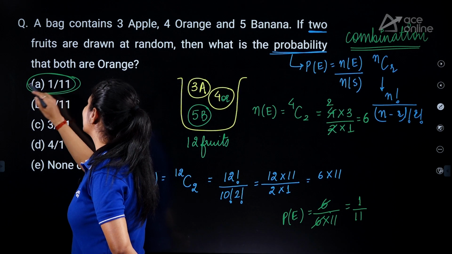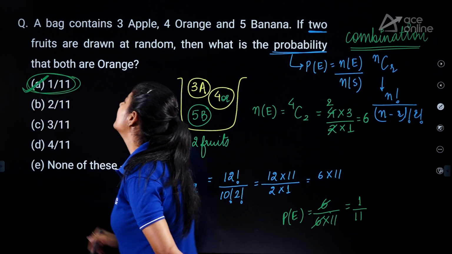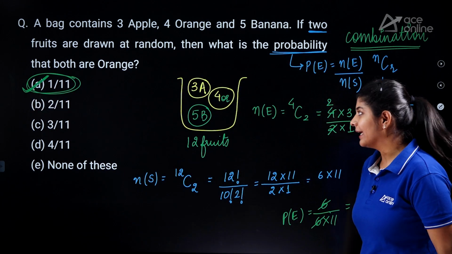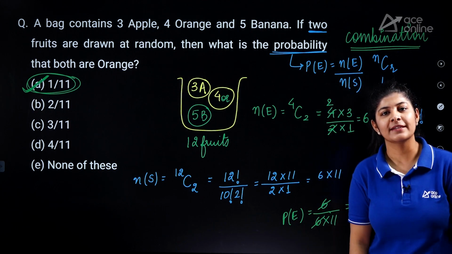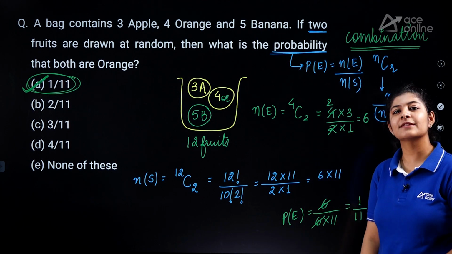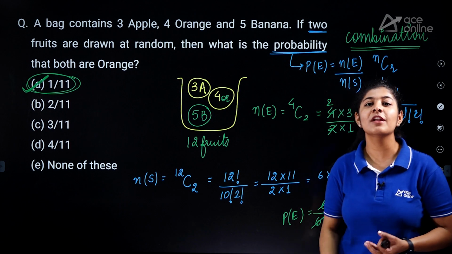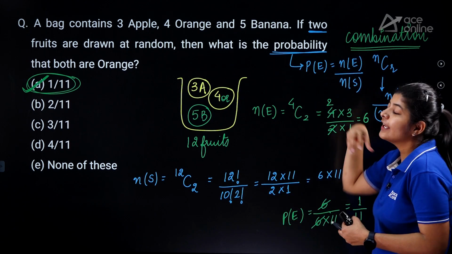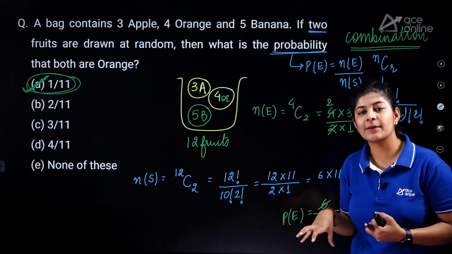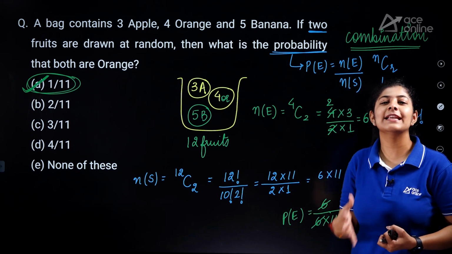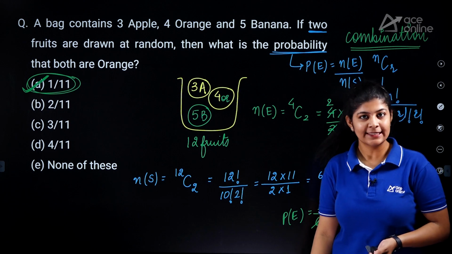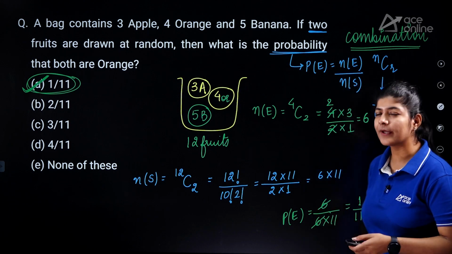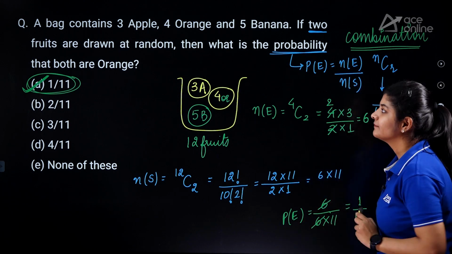That means option number A is the correct one. Is it clear? Again, this is a very simple question. All we have to do is put the concept of combination, and as we put the concept of combination, we can easily determine the answers. Is it clear? Okay. Next one.